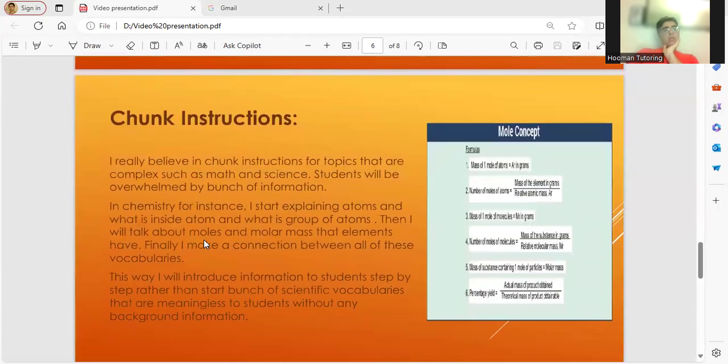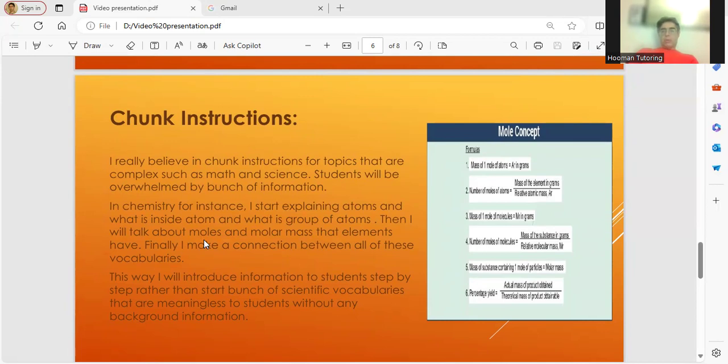The other strategy is chunking the instructions. This is very, very important, especially in some of the complex courses such as math and science. In chemistry, for instance, I start explaining atoms and what is inside the atoms and what a group of atoms is.